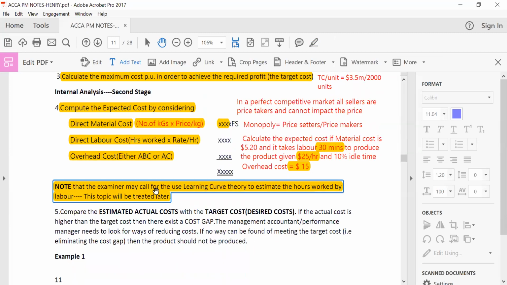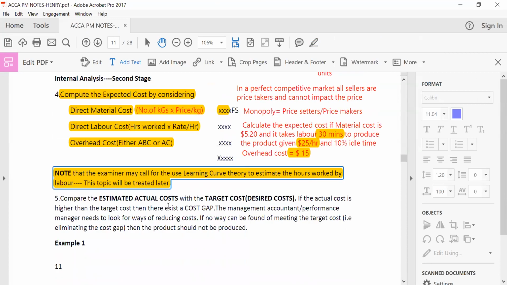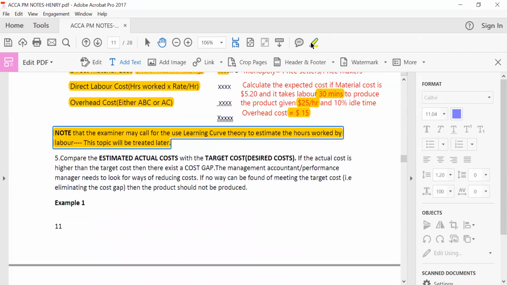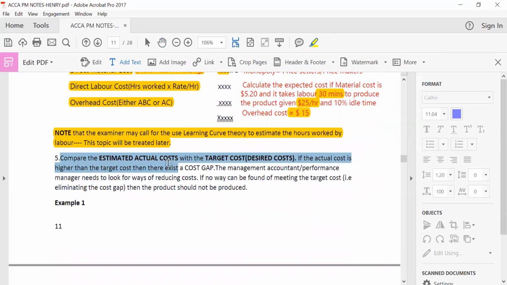As I tend to move, please, if you have any question or questions, you can unmute your speaker and come clear with that. Right. So I proceed with the next bit. That is step 5. Compare the estimated actual cost with the expected cost or the target cost.